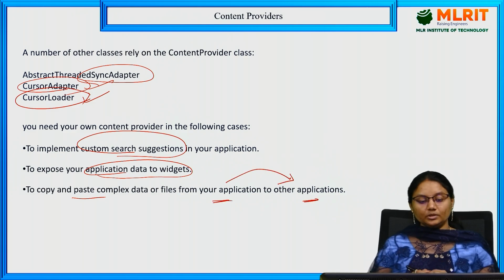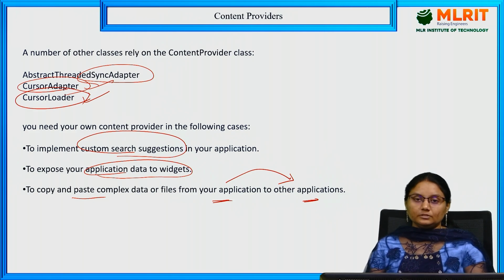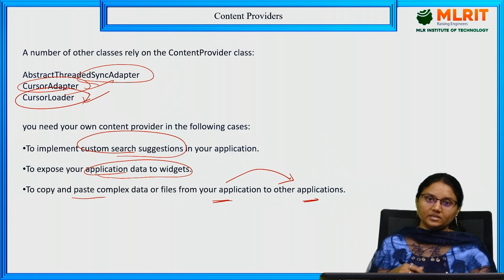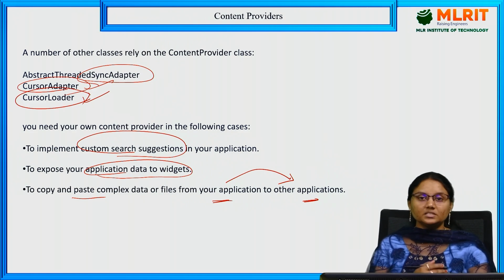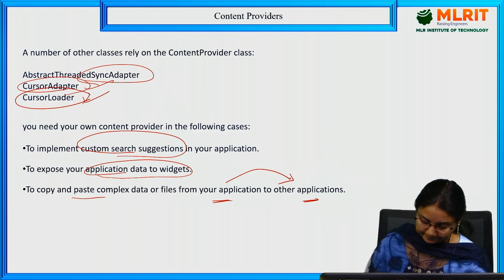So whenever you own your content provider, you can implement custom search suggestions. Nowadays in iOS, if you want to change your wallpapers, you get a few suggestions along with the template and the theme, and the image is cropped or modified. Such things can be suggested or loaded using content providers. Whatever application data you have can be loaded to the widgets. That is also possible using the content provider class.